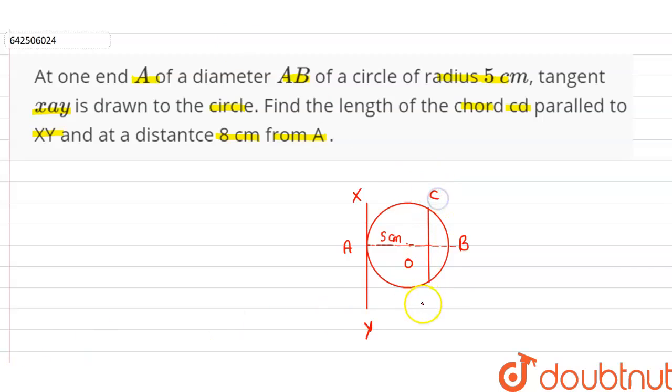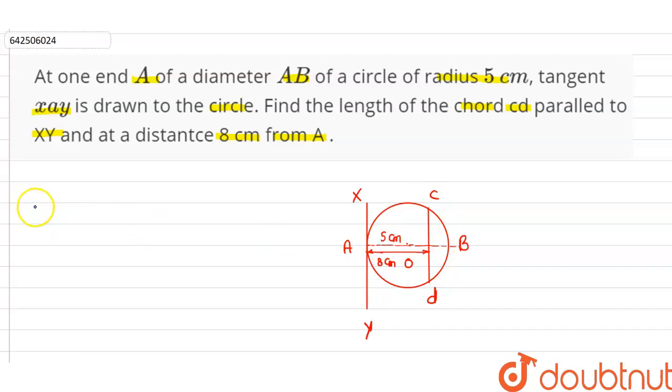This is chord CD. The distance of chord CD from the tangent XY is given, that is 8 cm. So this distance is given to us, that is 8 cm. So here we have to find the length of the chord CD.